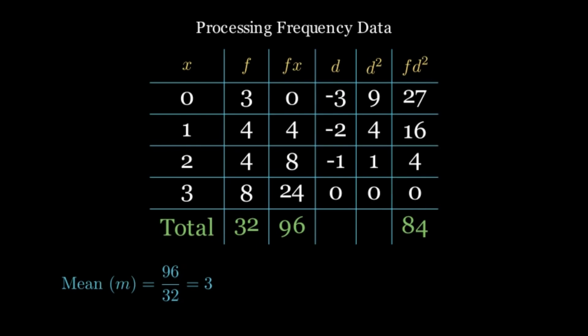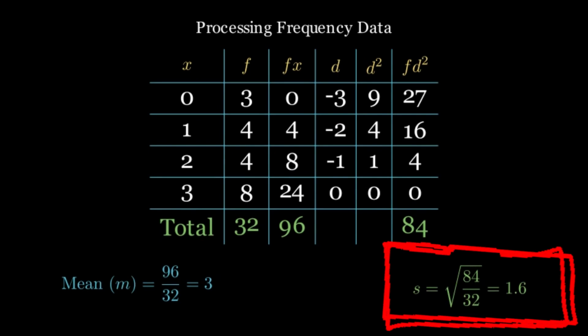Finally, substitute the values into the standard deviation formula. Divide the sum of fd squared, which is 84, by the total frequency, 32, and then take the square root of the result. This gives a standard deviation of approximately 1.6.